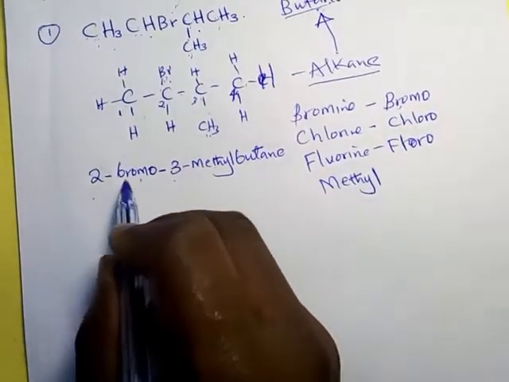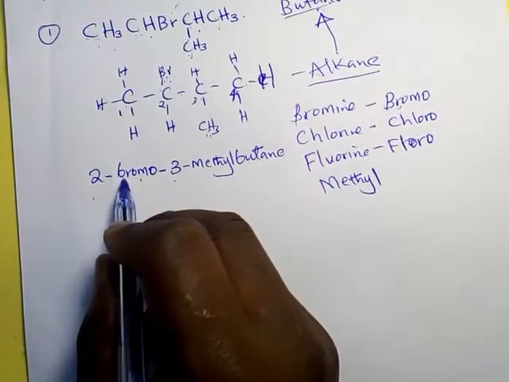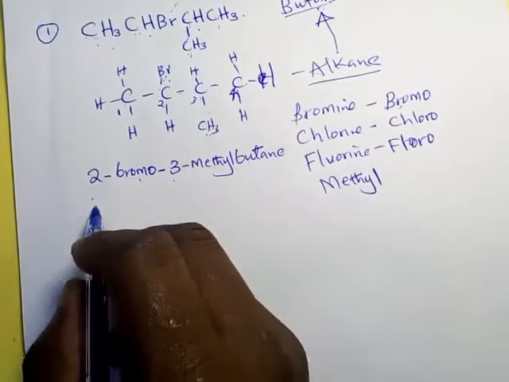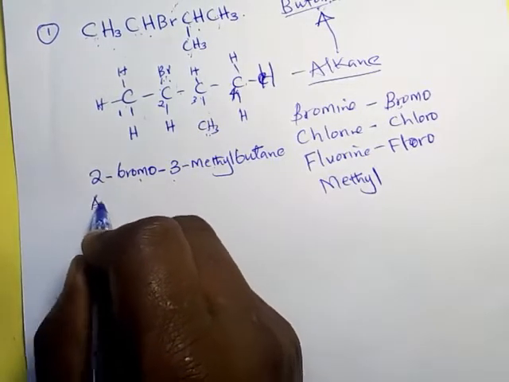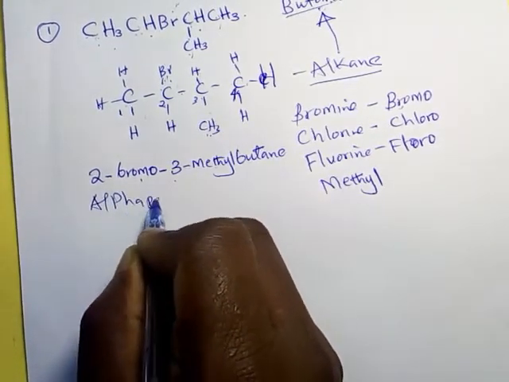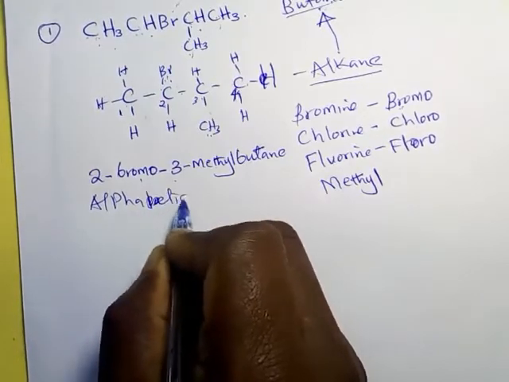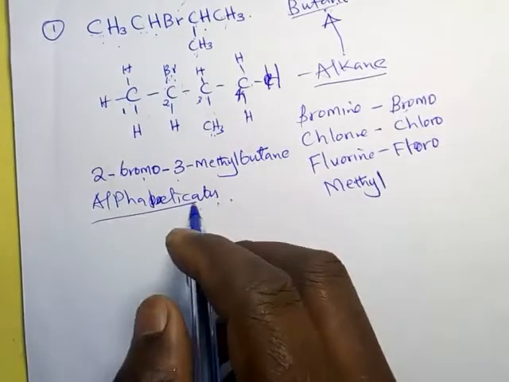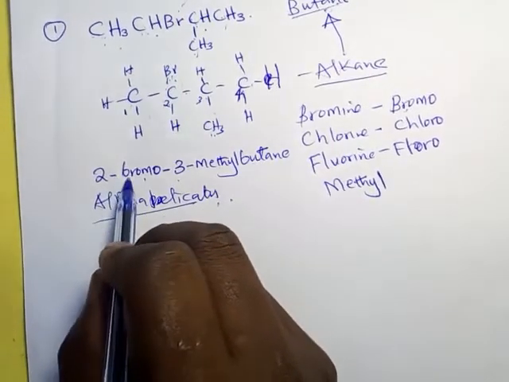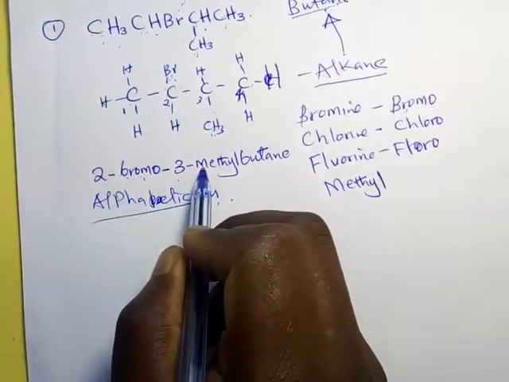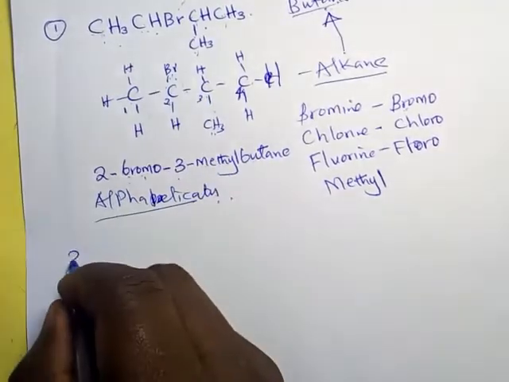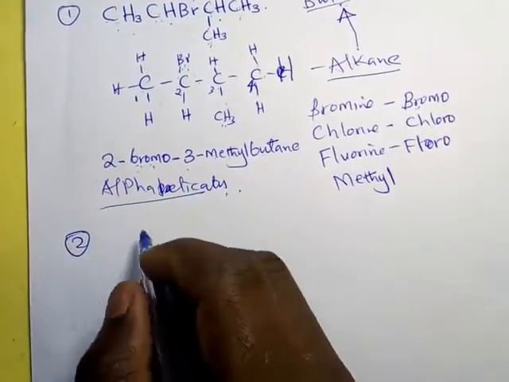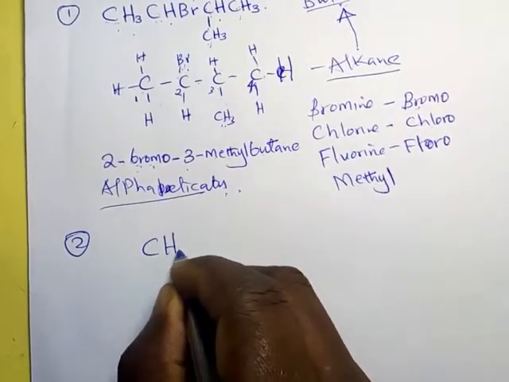If we have more than 2 substituents here, we will ensure that you write them alphabetically. You follow the alphabetical order. Even if you look at this, we start with B, bromo, and then methyl. So let me give another compound which contains more than 2 halogens, and then we will see how to name it. So we have this one.